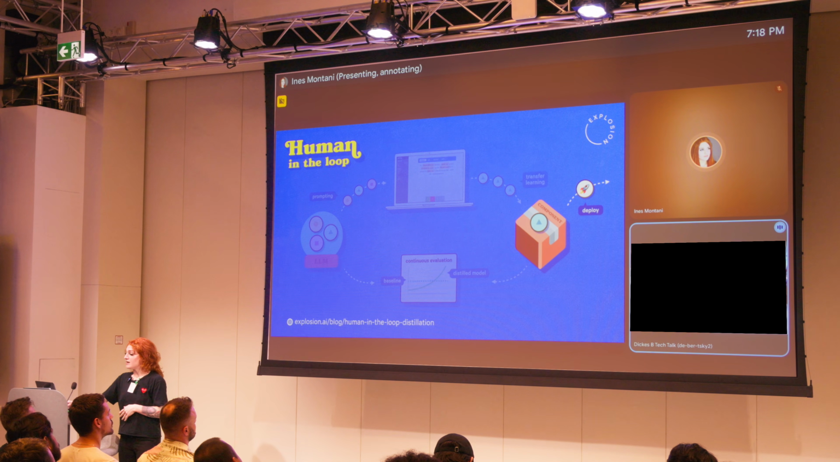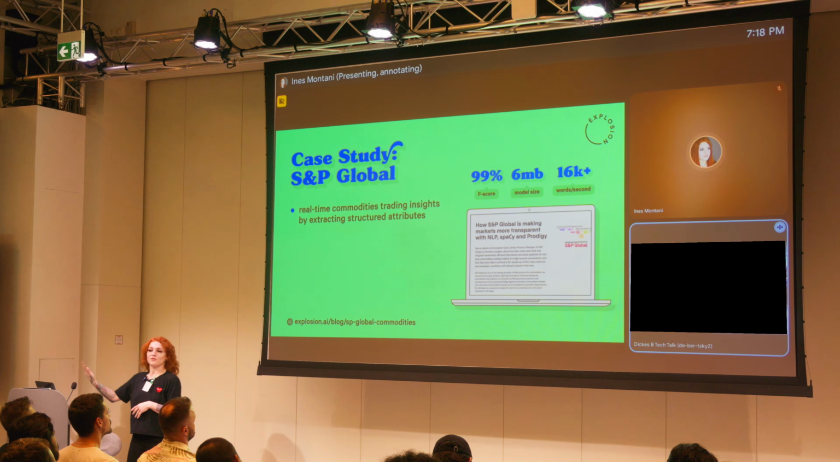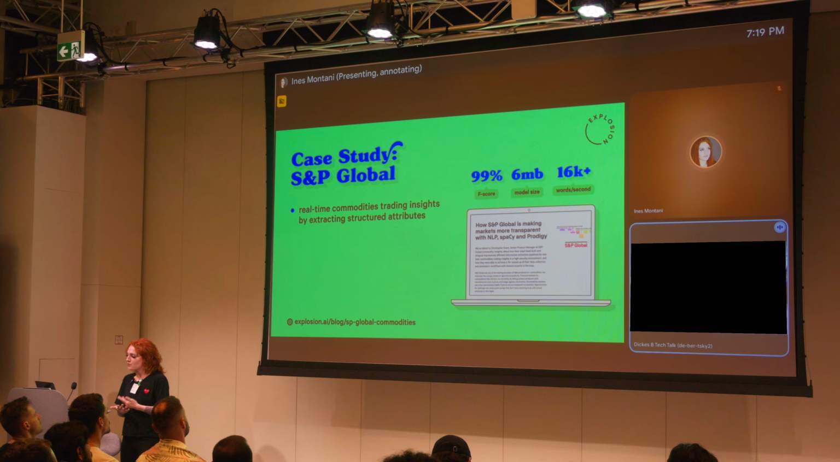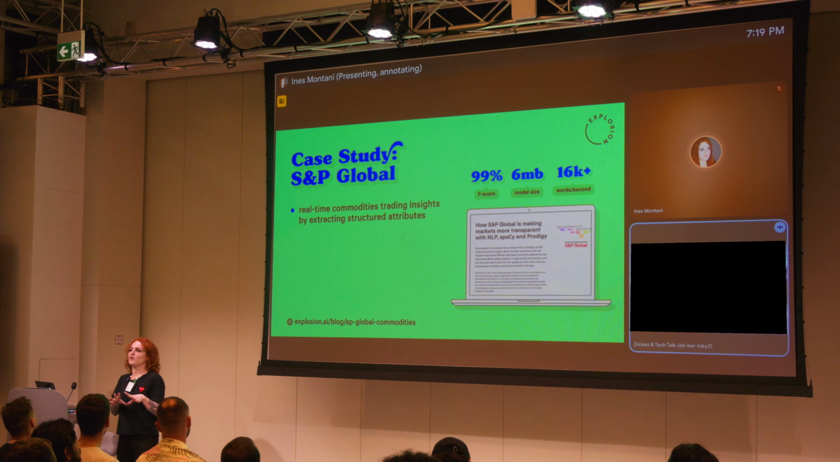So that's the idea. And to show you another example of what's possible using this approach, this is another case study we did with S&P Global, a financial services provider. What they do is real-time commodities trading insights, extracting structured data from it. So if crude oil or steel is traded somewhere, they want to provide this live feed to their customers where you can see the trade, the prices, the participants, and so on.